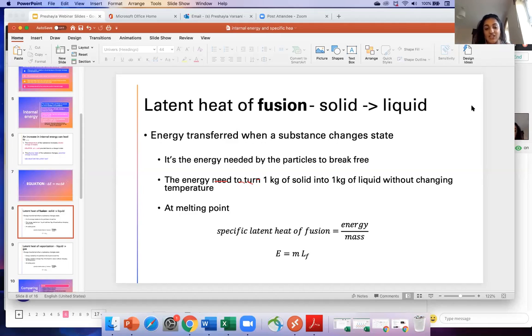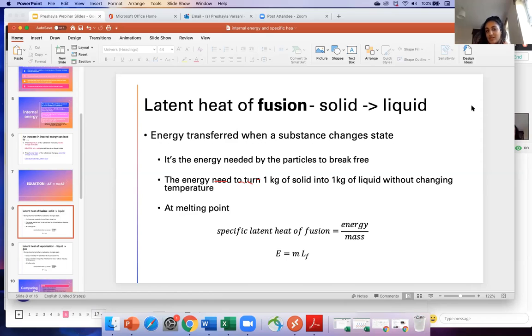Okay, so it's the energy that is needed to turn a kilogram of a solid into a kilogram of that liquid without changing the temperature. I can't stress that to you enough. When we change state, we do not change temperature. Okay, so latent heat has got nothing to do with temperature. It's all about just simply changing from one state to another.